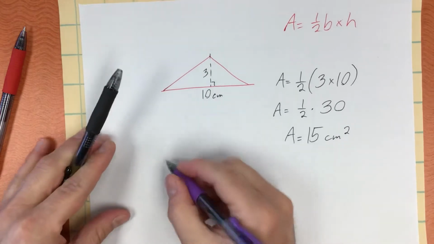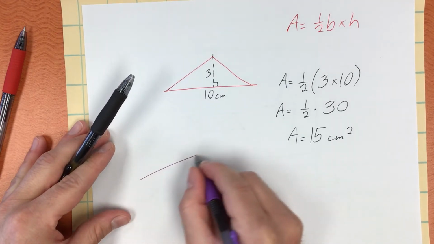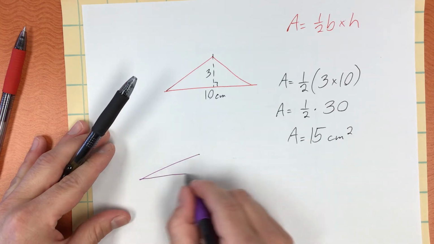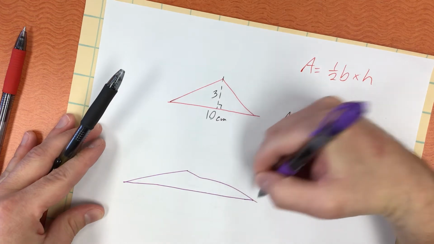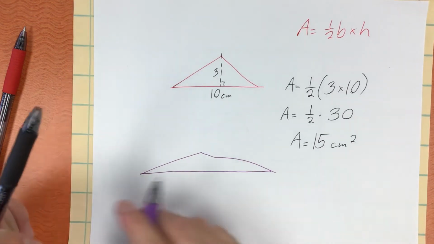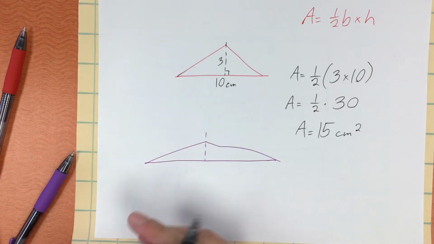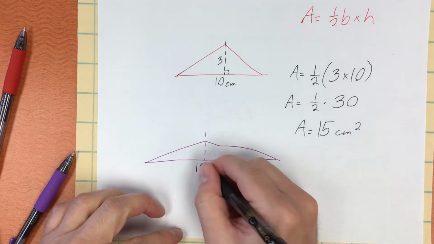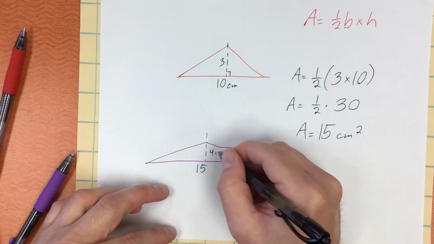Let's do one more odd shaped triangle. How about a real long one, like that? That was gross, but you get the point. There's my line. This is going to be 15, and this is going to be 4 inches.